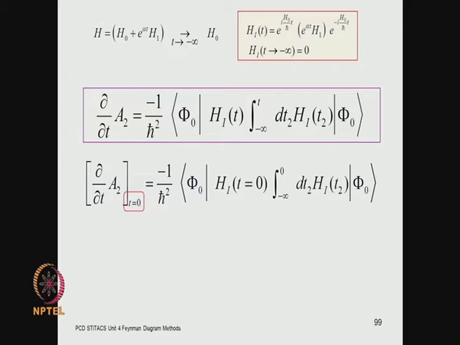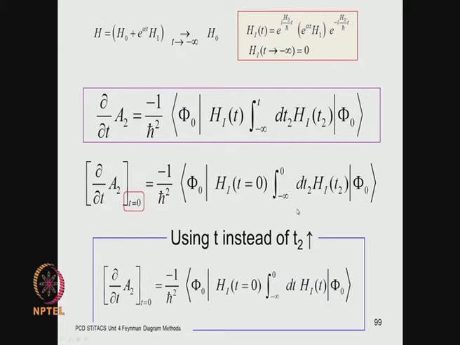Okay, because this integration is from minus infinity to t. So, this value of t has to be 0. So, this argument of HI has to be 0, and this upper limit t has to be 0. So, this integral over T2 is carried from minus infinity to 0.